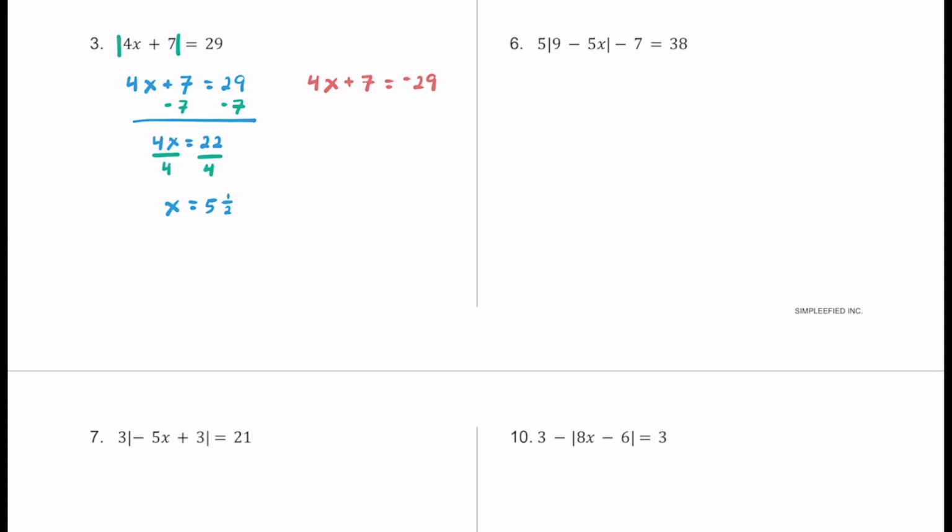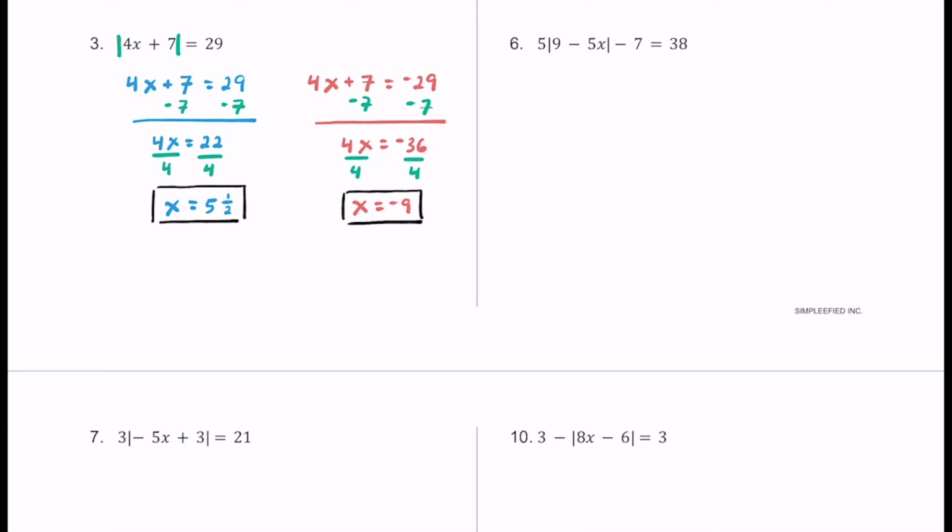And for our second equation, we can take away 7 from both sides of the equation. If we take away 7 from both sides, what we're going to be left with is 4x is equal to negative 36. Now, if we want 1x, let's go ahead and divide both sides by 4. 4 divided by 4 is going to be 1x, or just x. And then negative 36 divided by 4 is going to be negative 9. So one solution is going to be x is equal to 5.5. And the second solution is going to be x is equal to negative 9.